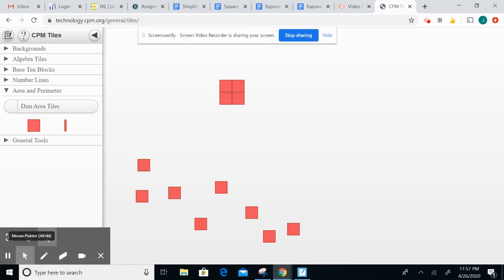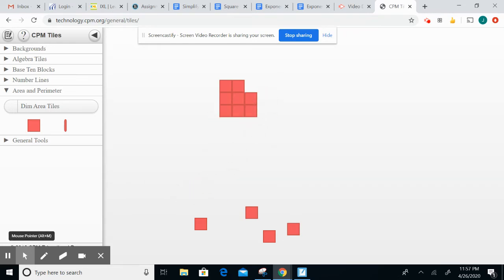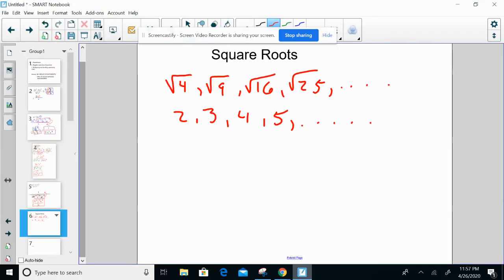Let's do one more. Let's do it with 9. Let's take 9 tiles, put them together, and there you go. The area is 9, the length and the width is 3. The square root of 9 is 3. So we can make a perfect square with this amount of tiles. All right, so now these are perfect squares.